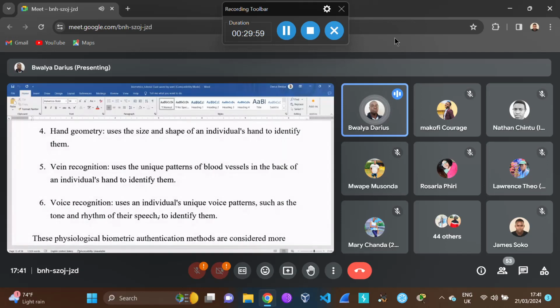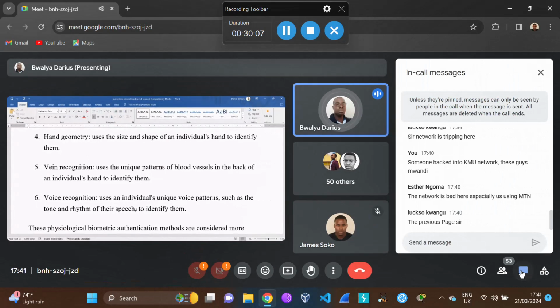Okay, vein recognition. You can imagine that if people install such a system, those who care about privacy might rise up and ask what this thing about veins is. People can have a lot of stories to tell.